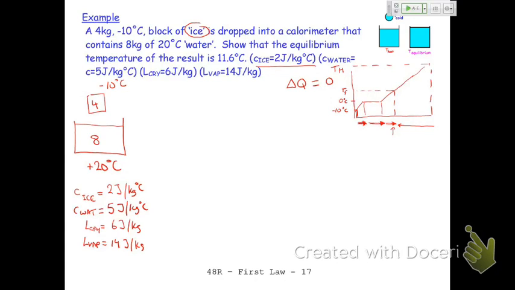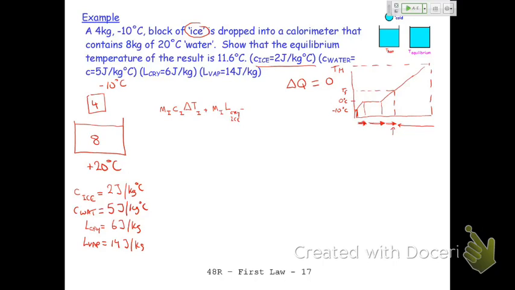Okay. So I need terms for this. So I have, well, the first term, the mass of the ice. And then I'm heating it up. So it's a specific heat issue. So I have the specific heat for ice. And then I have the temperature change for the ice. There's my first term. And then I need to melt it. So I have the mass of the ice. And I need the latent heat of crystallization for the ice.